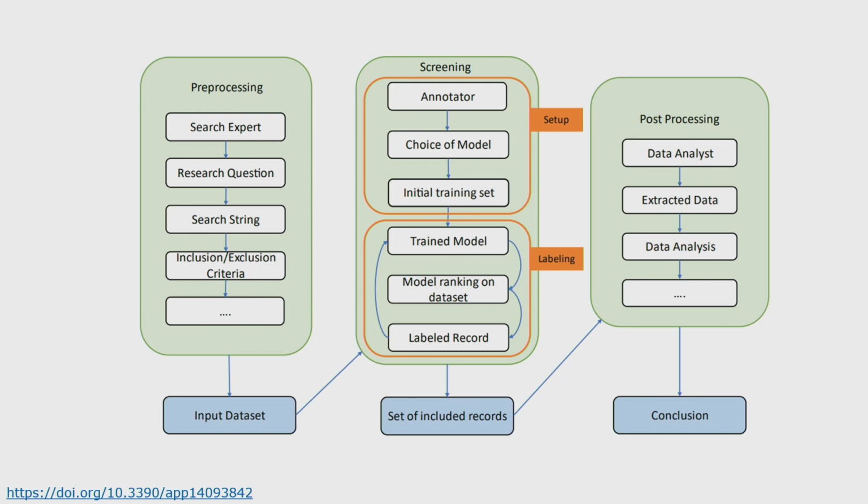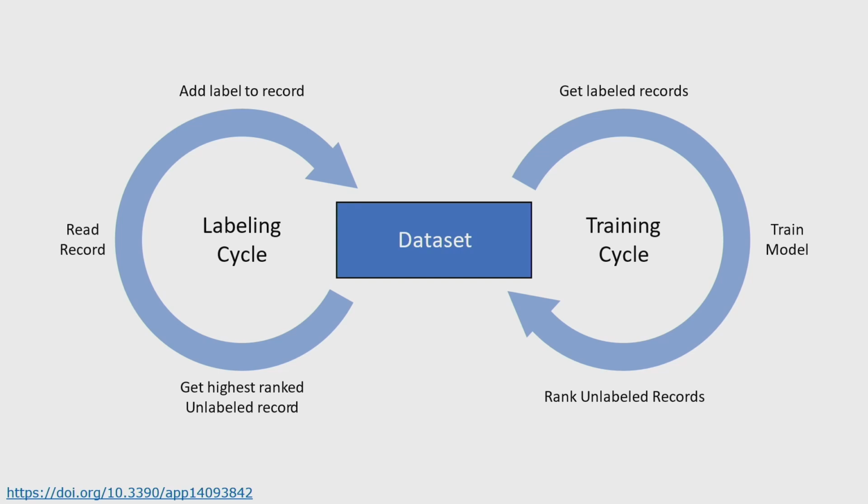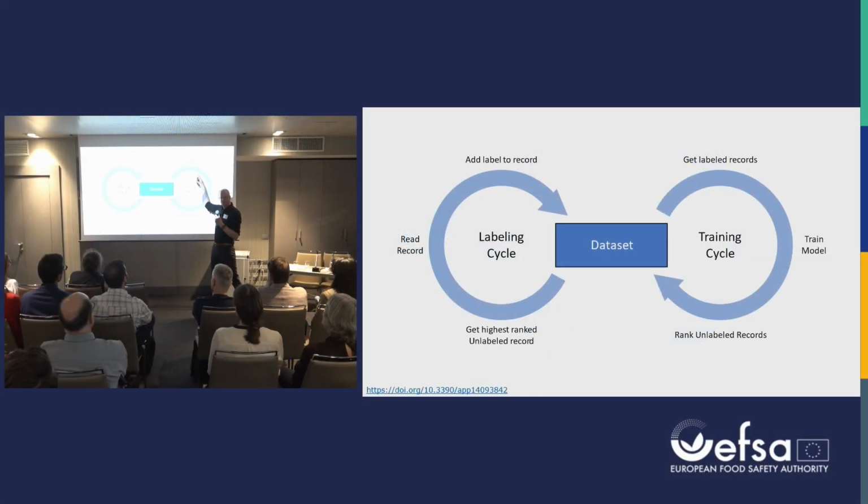It trains again, improves the model predictions, it shows you the most likely relevant paper, and here you have the training cycle. Every time it recalculates the relevance scores, it updates the rank order, and it always shows the human the most likely relevant record. The human then reads this abstract, provides a label, and that's then added to the training set. And this is a continuous process. And this is what we call active learning.